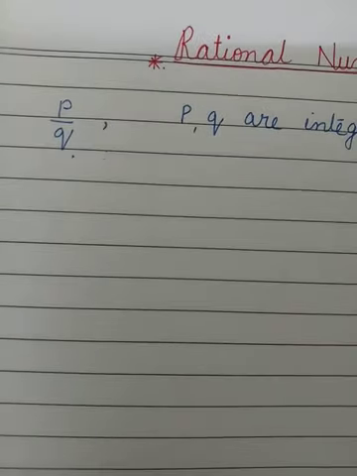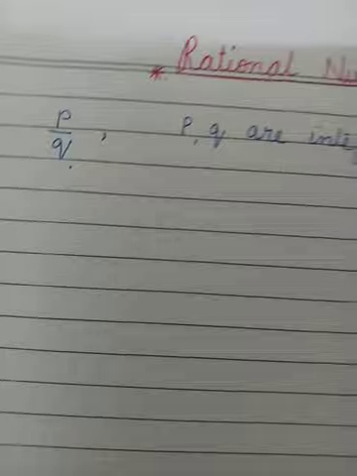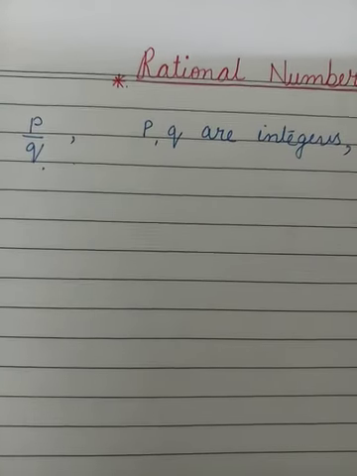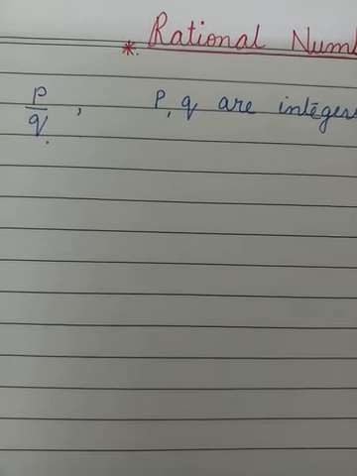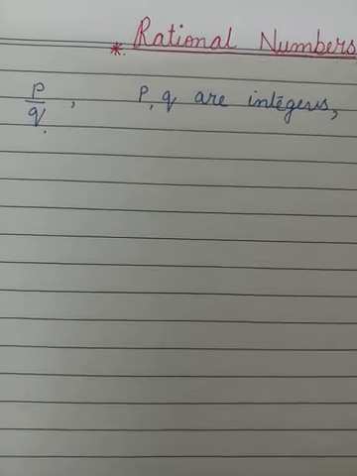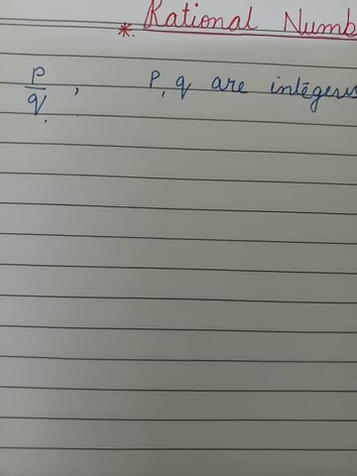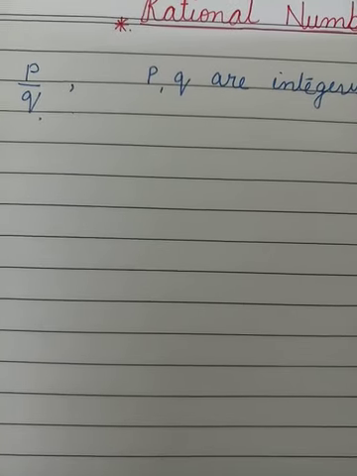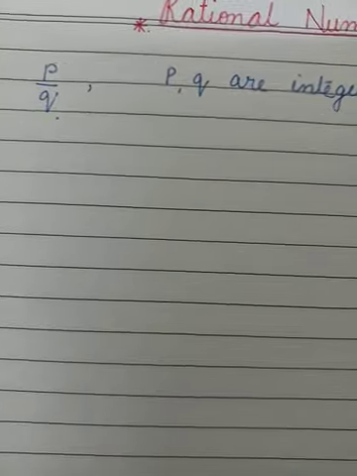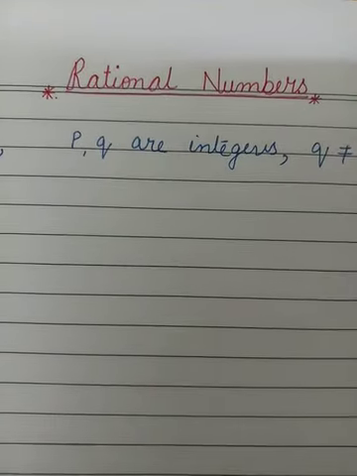Then you will say, then what is the difference between a fraction and a rational number? A fraction also has a numerator and denominator. So the one major difference between a rational number and a fraction is that in fractions, numerator and denominator are natural numbers, but in rational numbers, numerator and denominator belong to integers. This is a major difference between them.